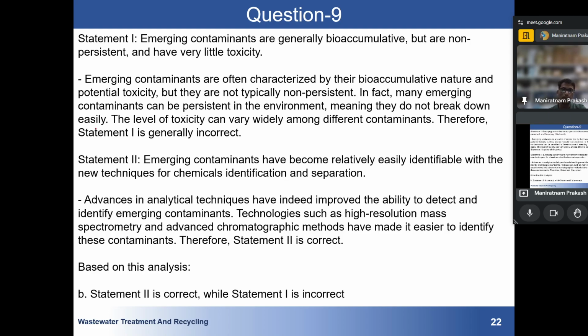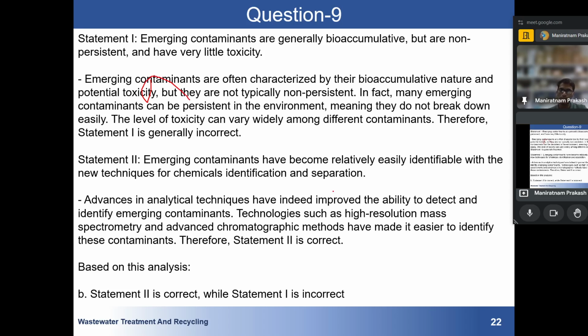So statement one was: emerging contaminants are generally bioaccumulating but are non-persistent and have very little toxicity. Emerging contaminants are often characterized by their bioaccumulative nature and potential toxicity, but they are not typically persistent. In fact, many emerging contaminants can be persistent in nature, meaning they do not break down. Obviously, I have already said that this one is incorrect.